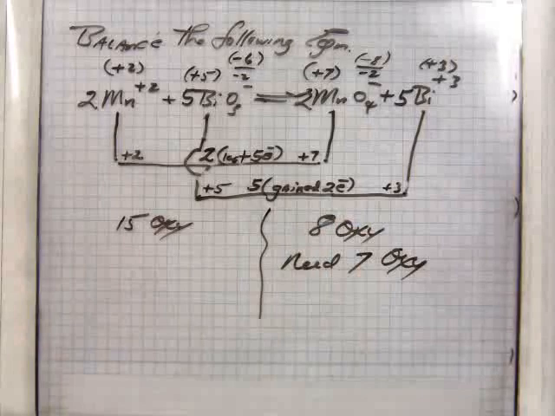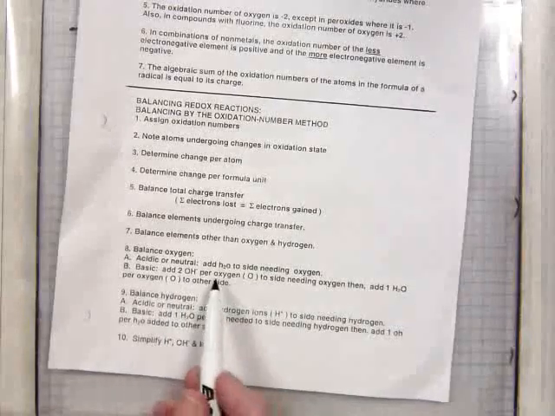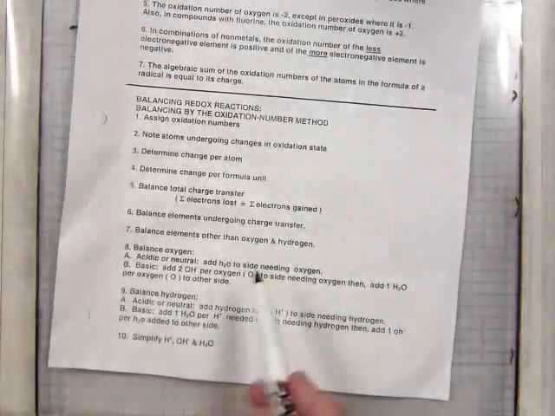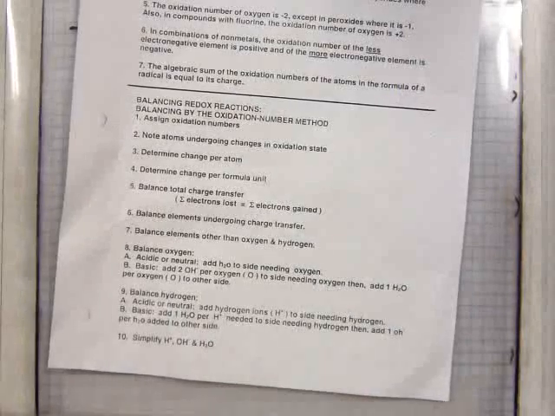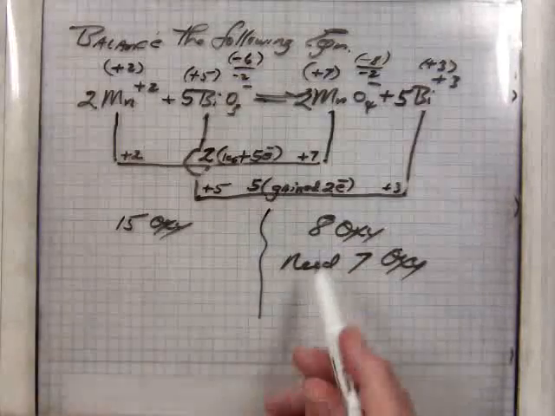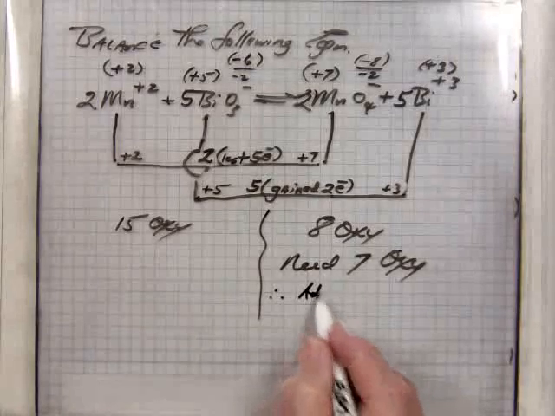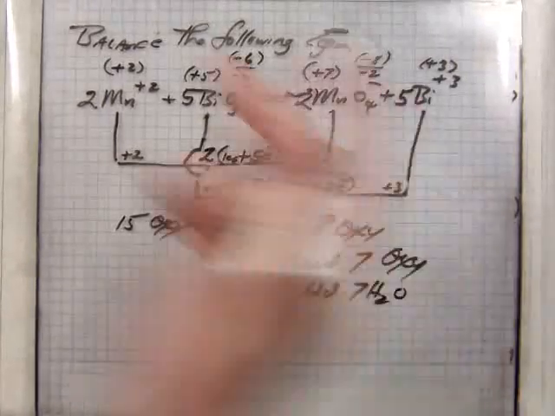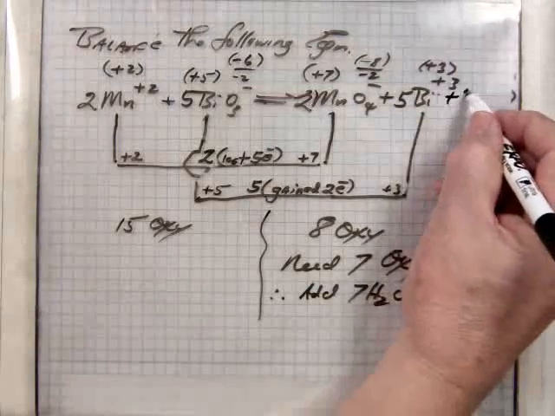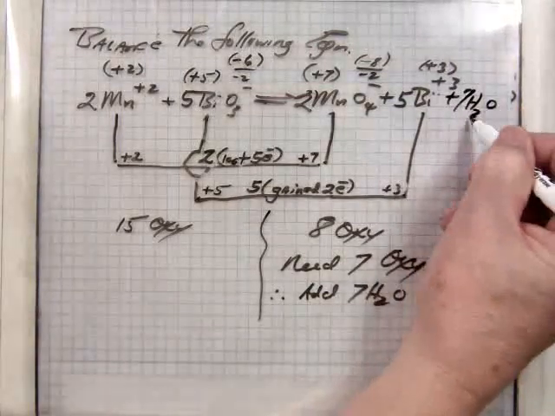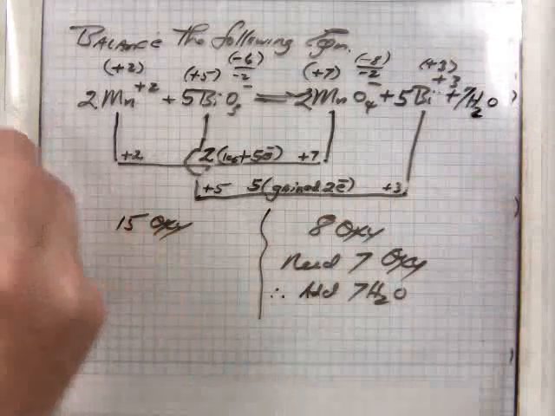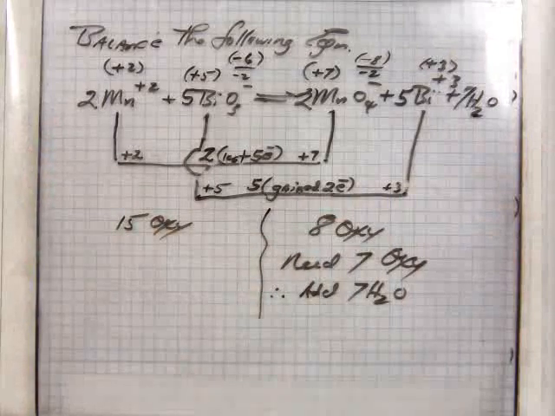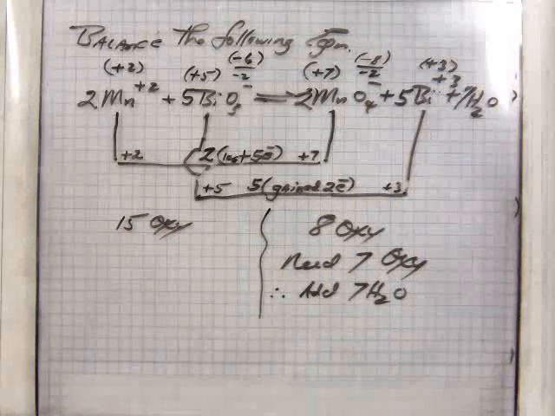Okay. So what does it say to do here? If it is an acidic or neutral system, add, well, it should be a capital H, H2O to the side needing oxygen. So all you do is come in here and add 7 H2Os to that side. And to the other side, you add an equal amount of hydrogens to balance it out.